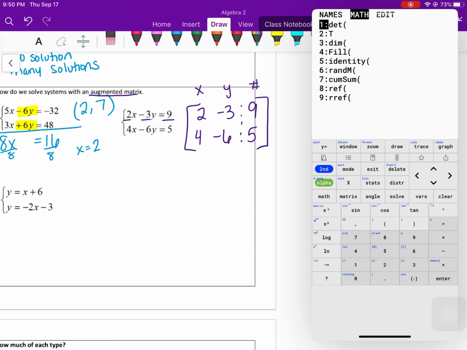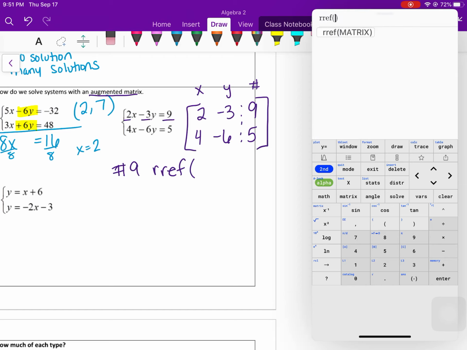Okay, then I'm going to go back to my home screen. Under matrix, if you arrow once to the right, you see these math functions. Number 9 is RREF, and that's called row reduced echelon form. Basically that function is kind of like a program that's been designed, and it takes the matrix and simplifies it down and gives you the answer. So if you go down and hit number 9, now it wants you to put the matrix in there. So go back into matrix, select matrix A, and then hit enter.